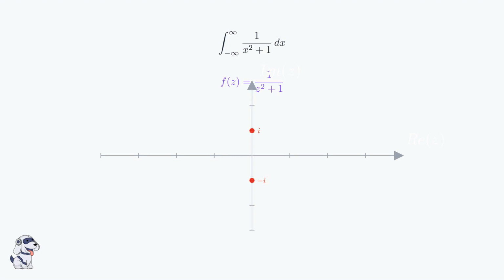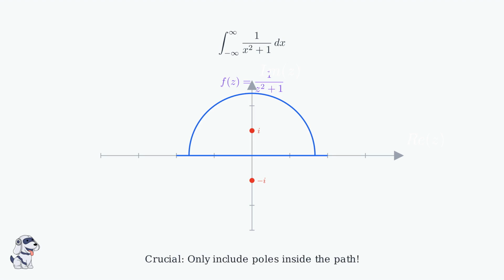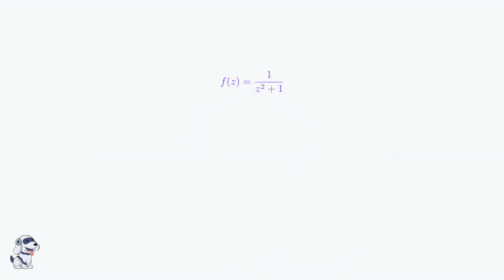These are our poles. We choose a semicircular contour that stays in the upper half plane. Notice it encloses only the pole at z equals I. Because our contour only captures the pole at I, we can ignore the pole at negative I, making the math much simpler. Now we focus on the poles of our function.